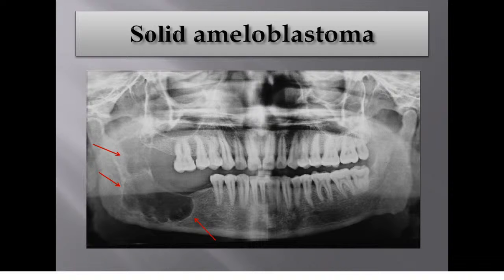And on this X-ray, a panoramic X-ray, you can see a solid ameloblastoma in the angle and ramus of the mandible. It's too big, and after enucleation we have to place splints on the jaw to avoid pathological fracture of the mandible.